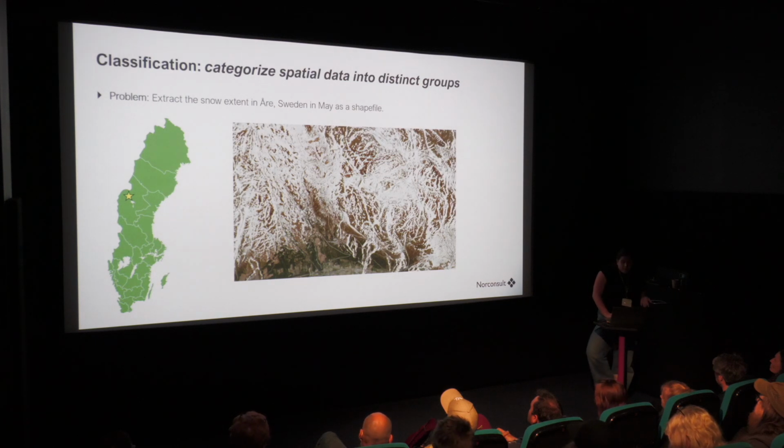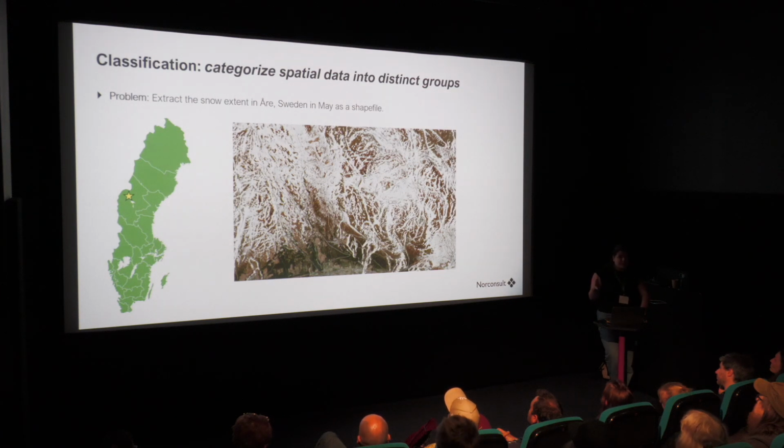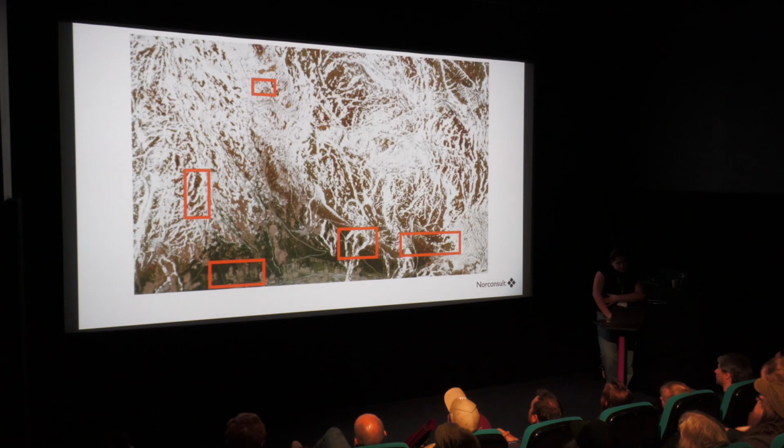So the problem I've come up with here to help explain it is, imagine if I asked you to create a shapefile of the snow extent in a very popular skiing resort here in Sweden. Of course, we know that throughout the spring, the snow melts. And if you wanted to know, for example, in May, where is the snow in Åre skiing resort, you would really, really hate me if I asked you to do that, because it would be painstaking to go through and make so many shapefiles. So I'm going to talk a little bit about the workflow for using machine learning to speed that up.